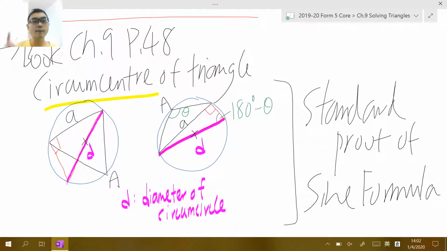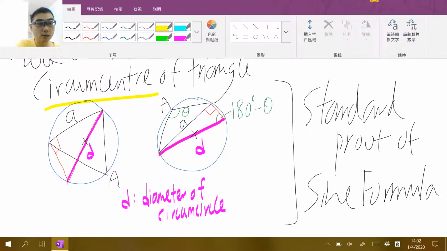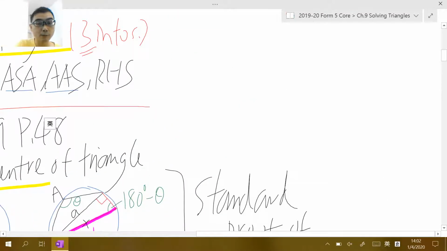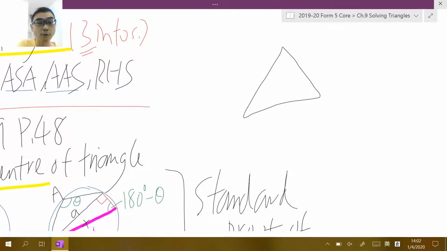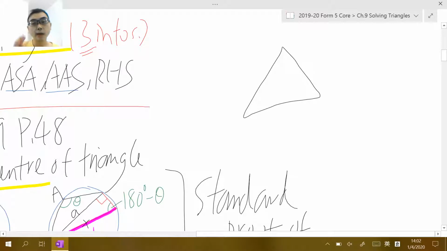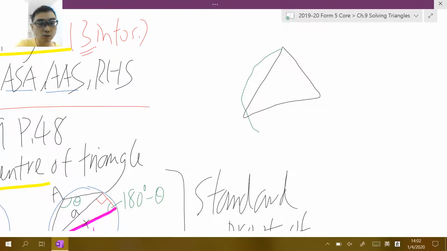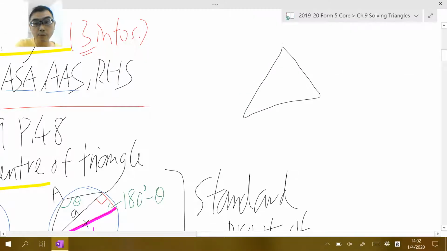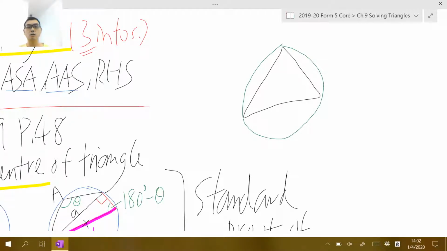And also, if you still remember, we have another very important thing: the circumcenter is actually the center of the circumscribed circle of the triangle. It means that when we have a triangle, I just draw again here, for example, a triangle. If you still remember what you learned about circles in Form 4 and Form 5, we say that for every triangle, there should be a circle that can pass through all the vertices. Sorry, I should draw one much better. For example, we can always draw a circle that passes through all the vertices of this triangle.